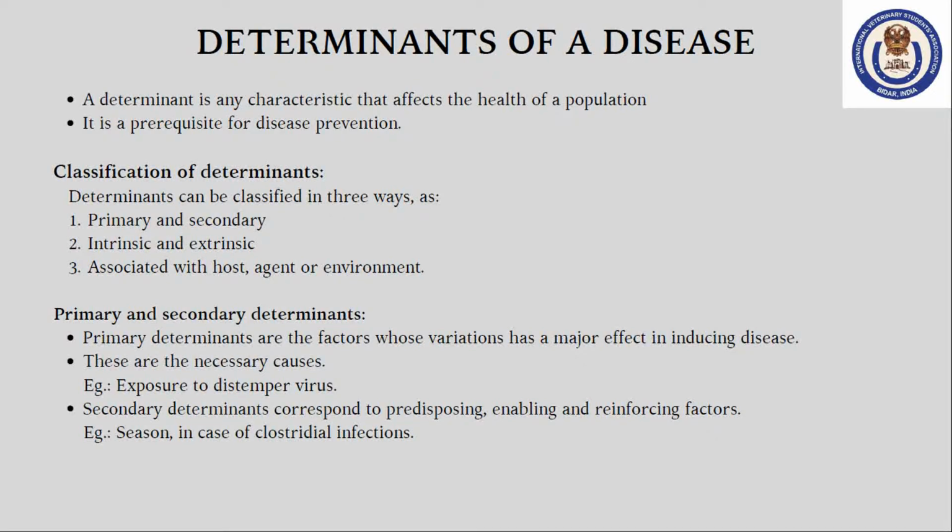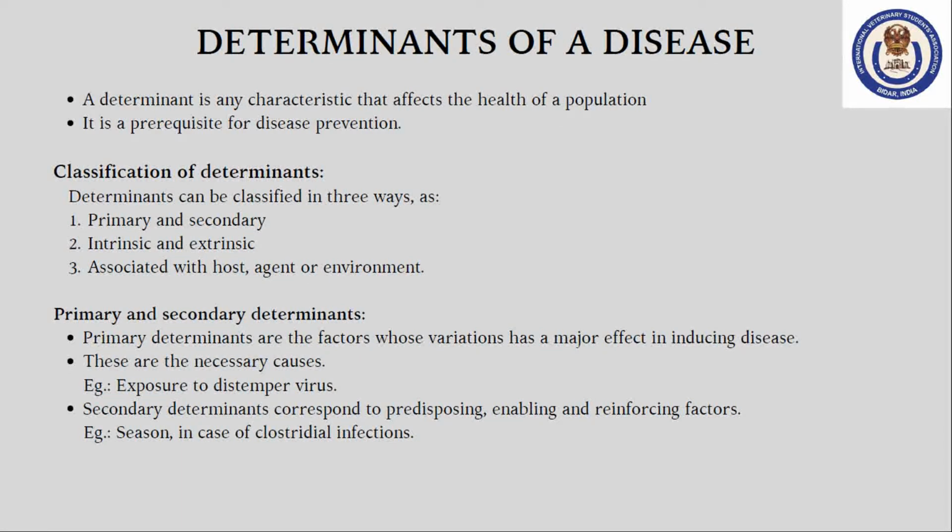The primary determinants are the factors whose variations have a major effect in inducing an infection or a disease. That is, these are the determinants which are main cause or the main reason for occurrence of a disease. And these are sometimes the necessary causes, like in the exposure to distemper virus is the primary determinant, which is also the main reason for the canine distemper.